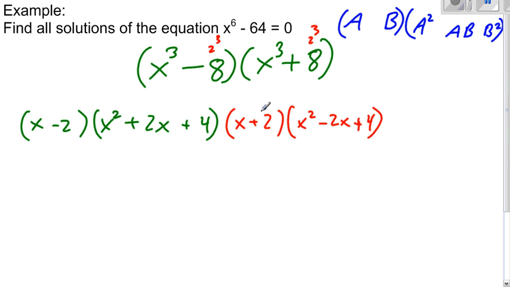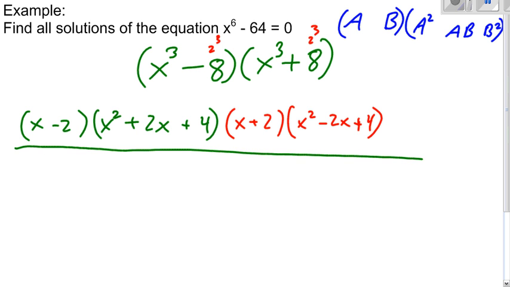So this could still factor further. We can't factor these quadratics, there's nothing that multiplies to 4 and adds to be 2, but we can do the quadratic formula to get the solutions. So if we tee this up to solve it, we get x equals 2, x equals negative 2, and then we'll have to do the quadratic formula here.